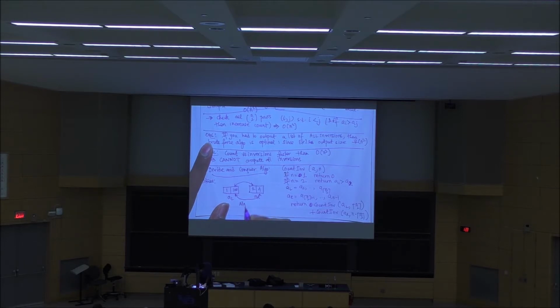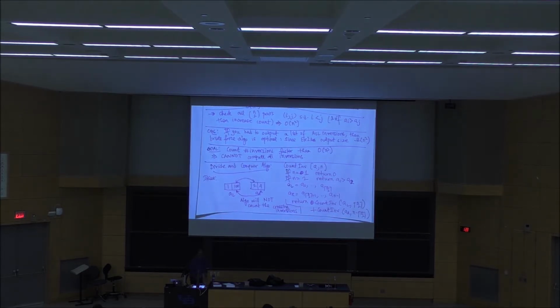So the algorithm will not count the crossing inversions. Is everyone okay with where the algorithm is going wrong? Okay. So in other words, the patch-up problem that we have to do, once we figure out the inversions in the left part and right part, is to somehow compute the inversions that are crossing between left and right.